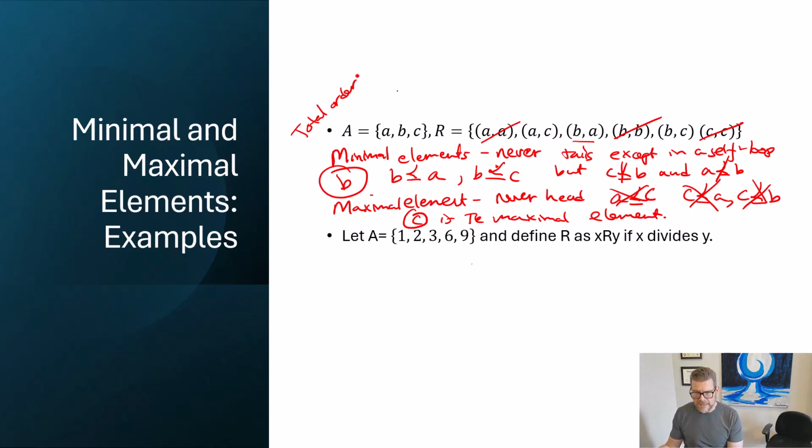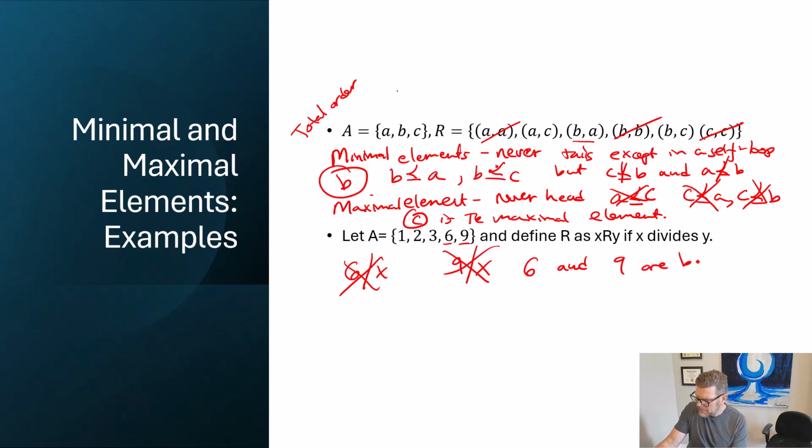Now, on the other hand, let's take a look at x R y if x divides y with our set A. In this case, what we want to notice is that everything divides either 6 or it divides 9, but 9 doesn't divide anything and 6 doesn't divide anything. So 6 divides x, that doesn't occur. 9 divides x, that doesn't occur. So that means that 6 and 9 are both maximal. They don't actually go through and divide anything.